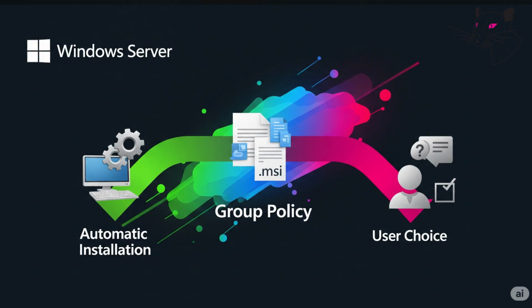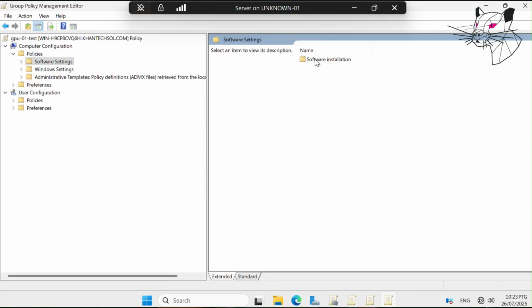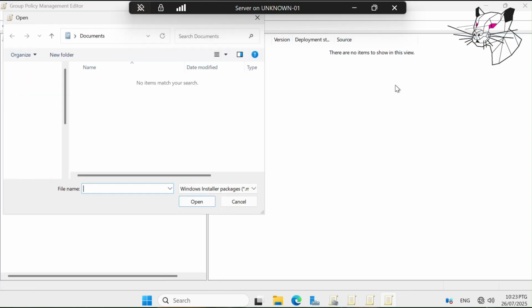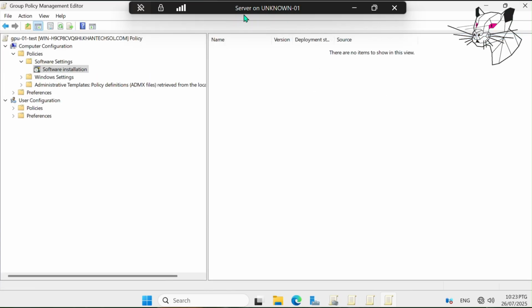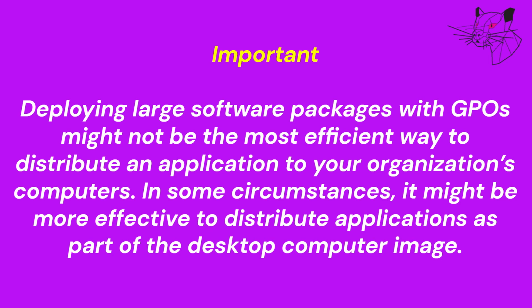Deploy software. With group policy, you can deploy software to users and computers. You can use group policy to deploy all software that is available in the .msi format. Additionally, you can enforce automatic software installation, or you can let your users decide whether they want the software to deploy to their computers.